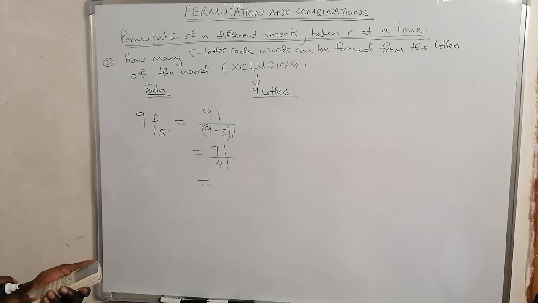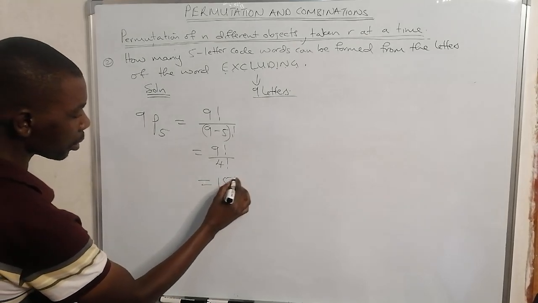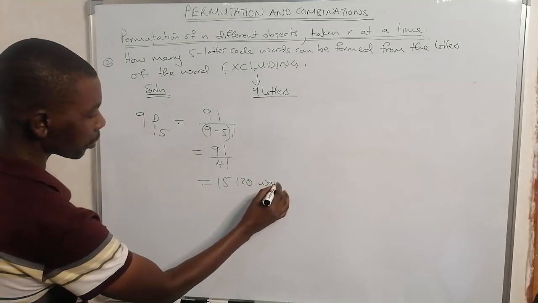9 factorial divided by 4 factorial. That will give you 15,120 ways.